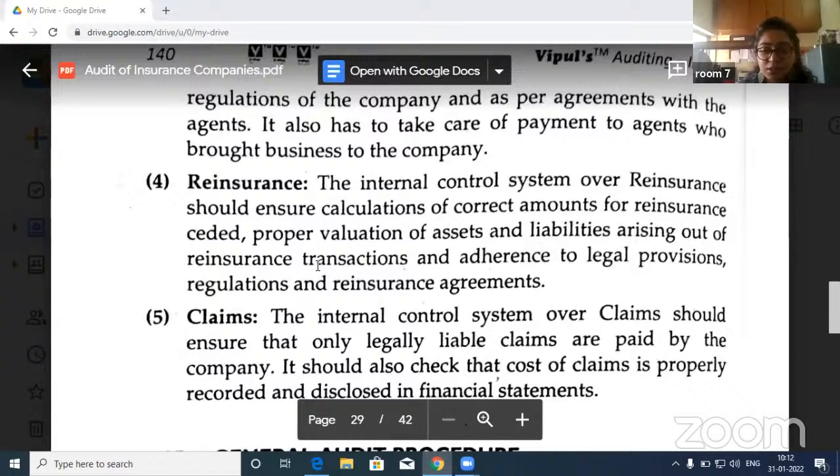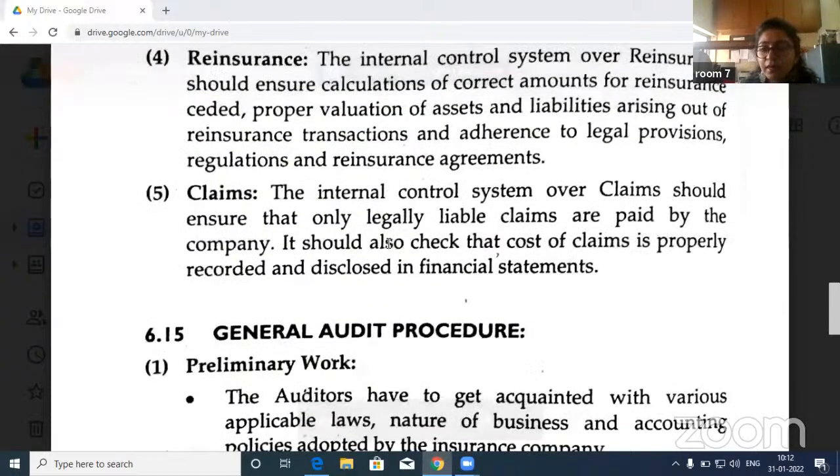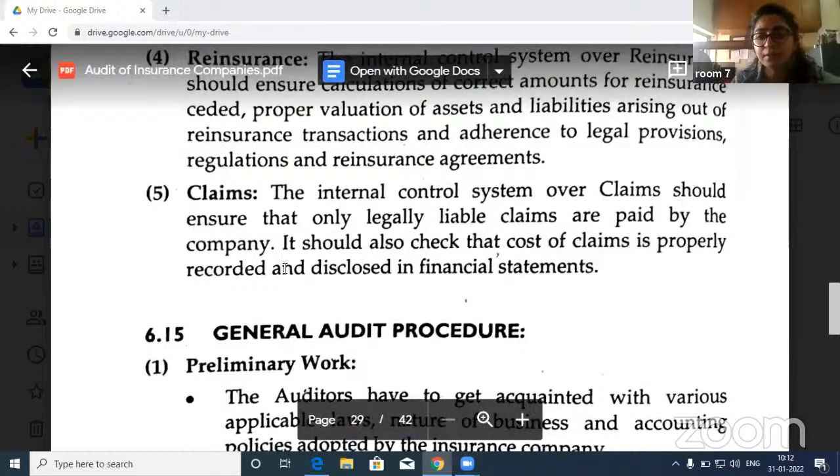Next, claims. Claims means how many claims there are in a year that a company has settled or has to settle in the future. Outstanding claims: opening outstanding and closing outstanding. Every record is there with the company. But being an internal auditor, you need to check everything and write it in your report, so that when the external auditor comes to the company, he can refer to your report, and based on that report, he will be able to start his work very efficiently.